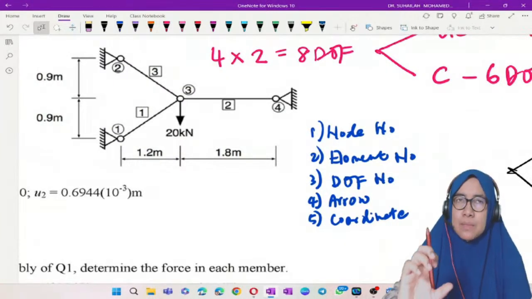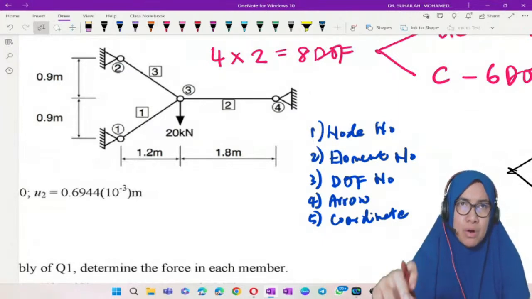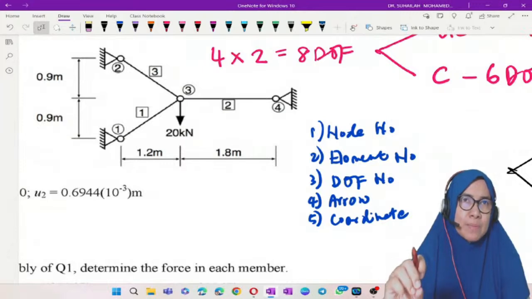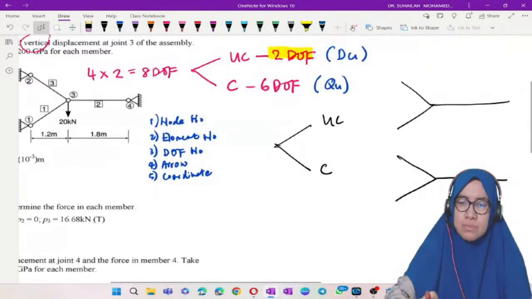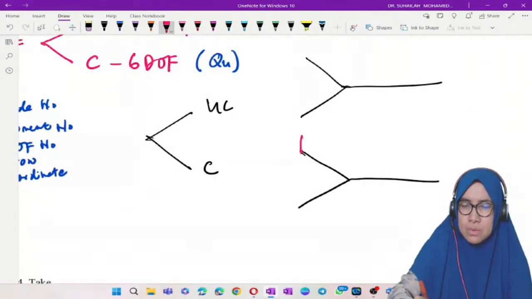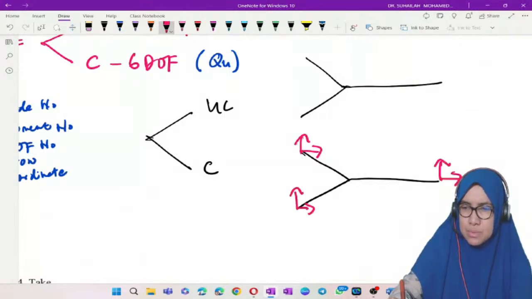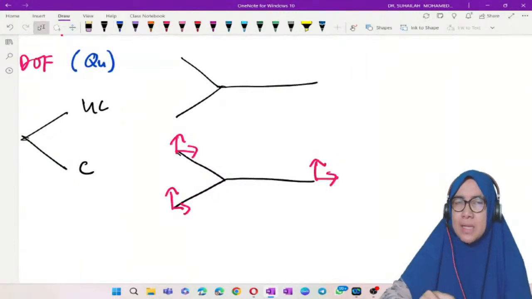Now looking at the truss, look at the support. At the support position, we draw the degree of freedom in X and Y direction. So we put 2, 2, and 2. Okay, so all these represent pin support.